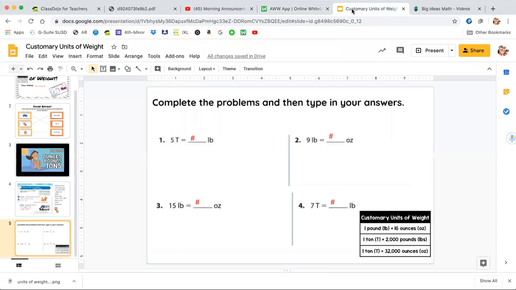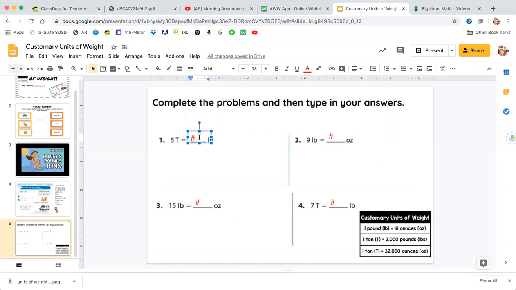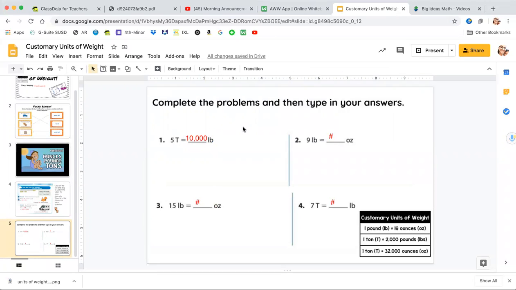So going back to our problem over here, I know that 5 tons is equal to 10,000 pounds. Now remember, you can drag this out, readjust, make it smaller, however you want to, so that it fits in that space. All right, number 2, 9 pounds equals how many ounces?